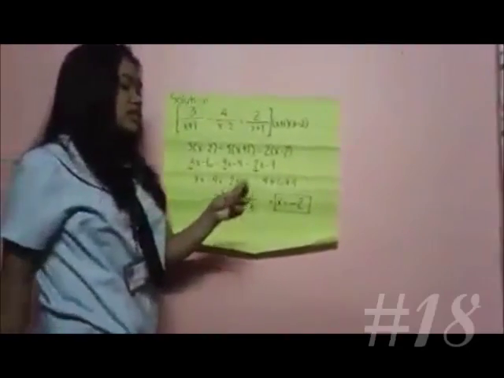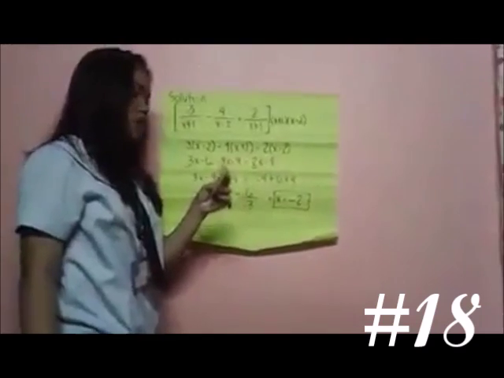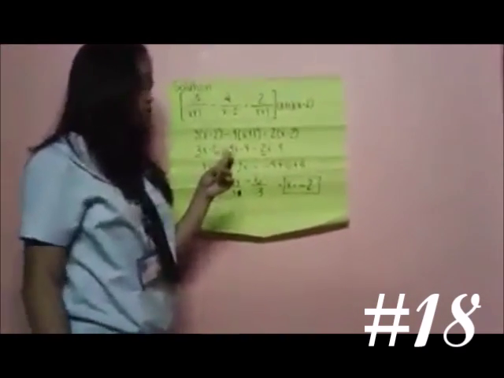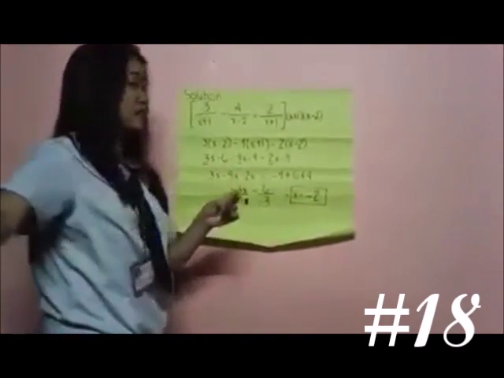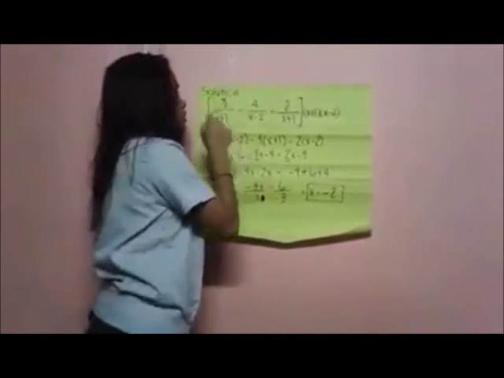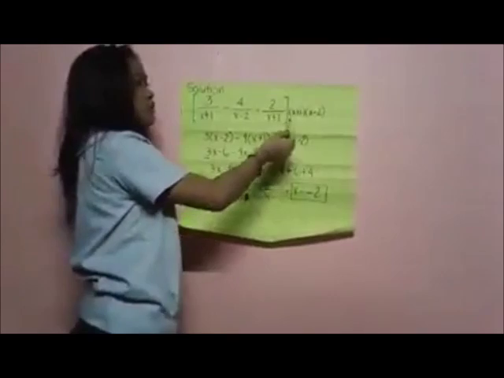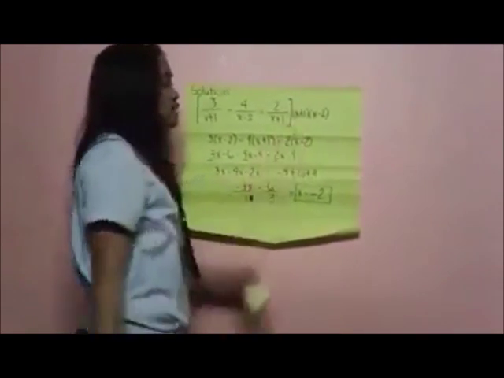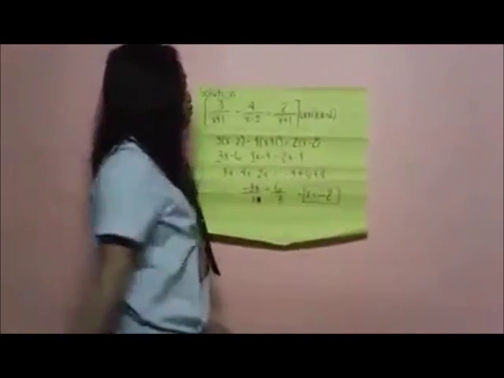Thank you, sir. This is the equation. 3 over x plus 1 minus 4 over x minus 2 equals 2 over x plus 1. To get the value of this equation, all you have to do is multiply both sides by x plus 1 and x minus 2.